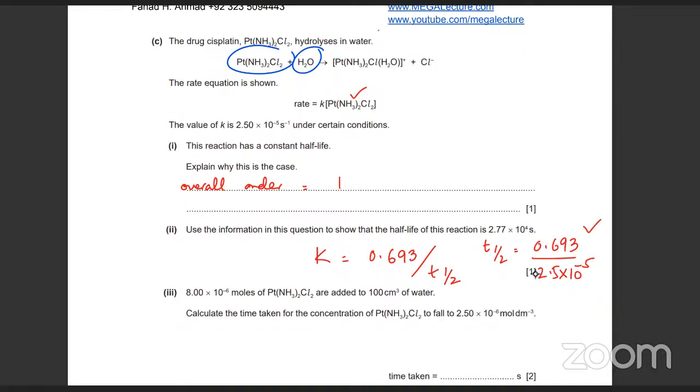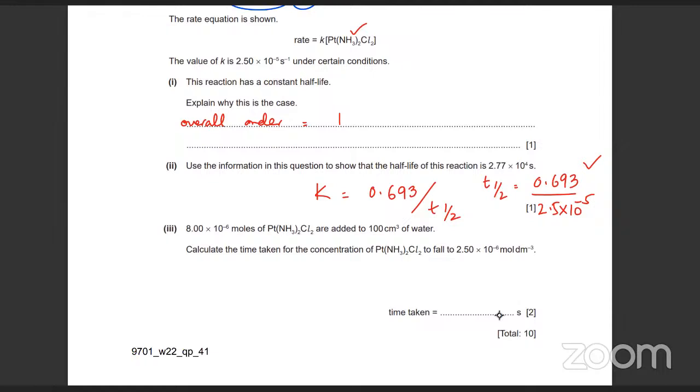So next one is there's 8 times 10 to the power minus 6 moles of cisplatin added to 100 cm cube of water. Calculate the time taken for the concentration to fall to 2.5 times 10 to the power minus 6. As a first thing, what is the concentration initially? How do you find concentration? Concentration is moles over volume. So it's 8 times 10 to the power minus 6 divided by what's 100 cm cube in dm cube.